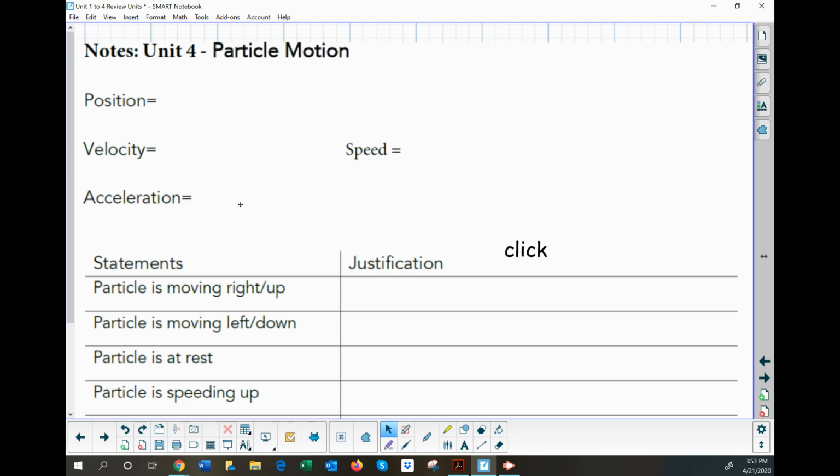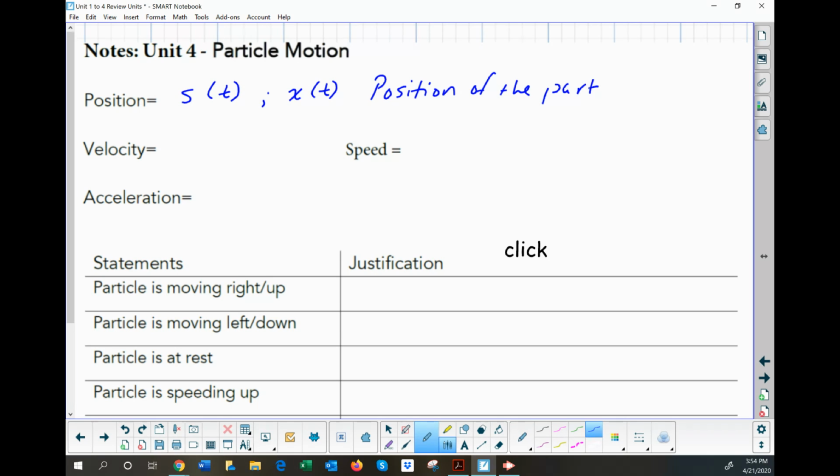Particle motion is a topic that's well covered on the AP exam and one that you'll want to be very secure in your knowledge about. So let's just walk through some of the basics with particle motion. One is the position function. Often the position function is referred to as s of t. Occasionally you'll see it as x of t. But basically this tells you the position of the particle, where it's located, whether it's to the right of the origin or to the left of the origin. If it had a negative position, it would be to the left of the origin.